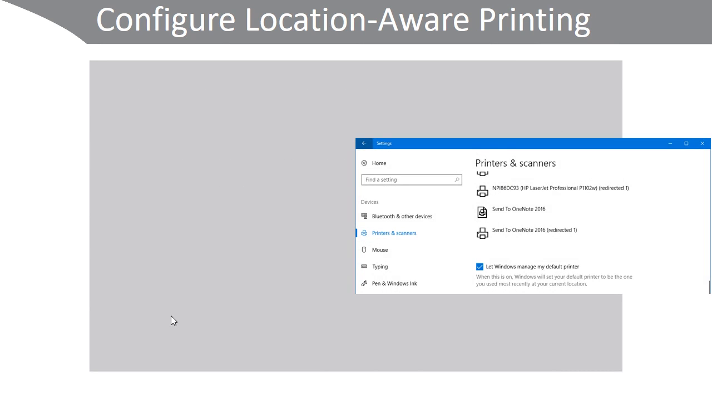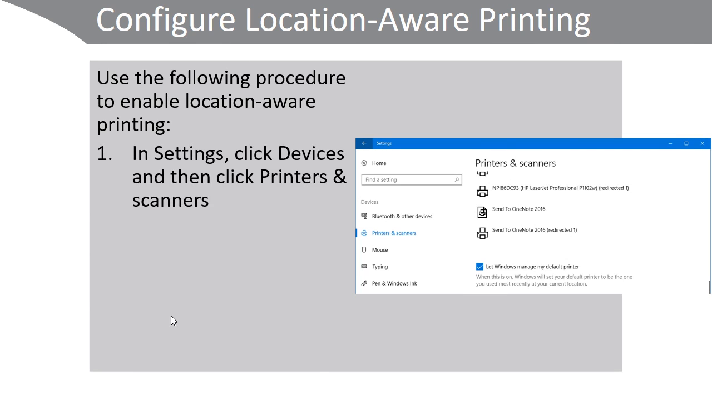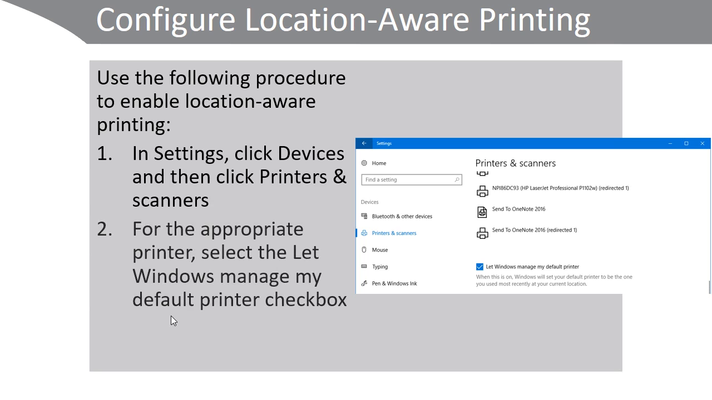Windows 10 supports LocationAware printing. To enable LocationAware printing, in Settings click Devices and then click Printers and Scanners as shown on the right. For the appropriate printer, select the Let Windows Manage My Default Printer checkbox as shown.